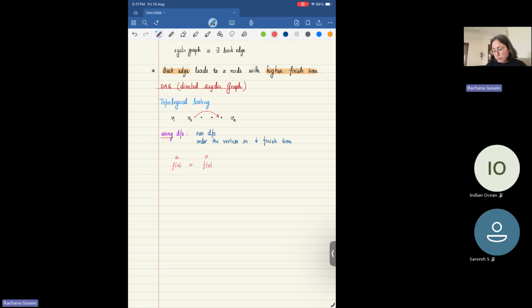So suppose there was an edge between U and V. What will be the direction of that edge? Will it be from U to V or V to U? Try to answer this based on this observation. Only the back edge leads to a node with higher finish time. And when you do a DFS on a DAG, because it is acyclic, there won't be any back edges.